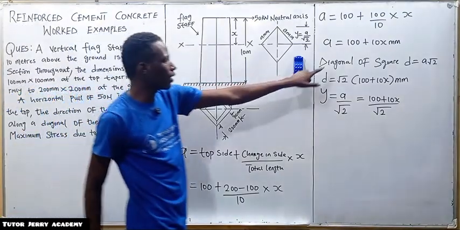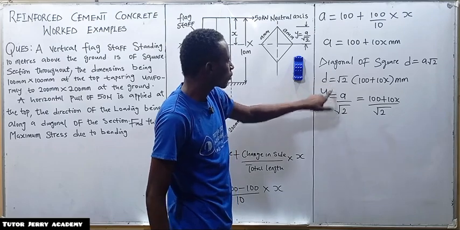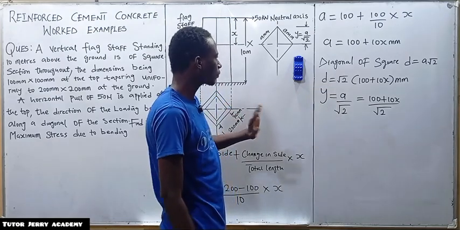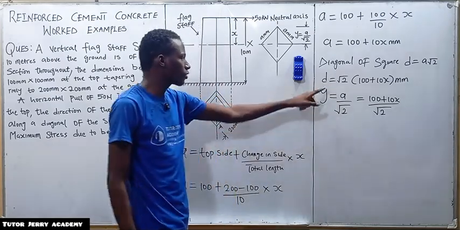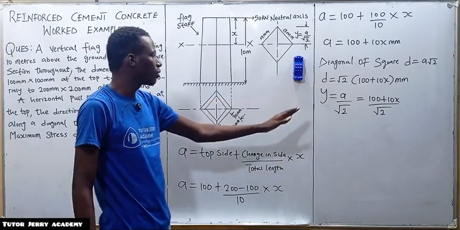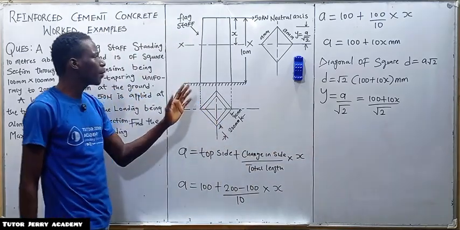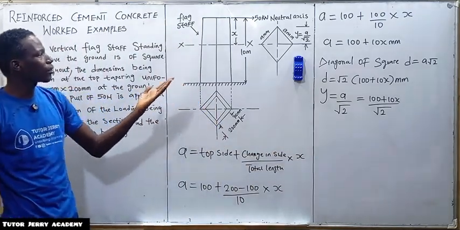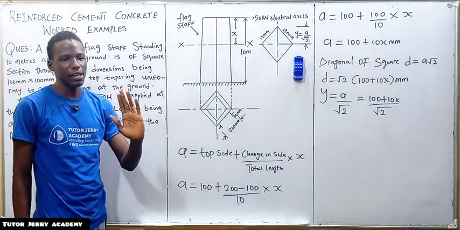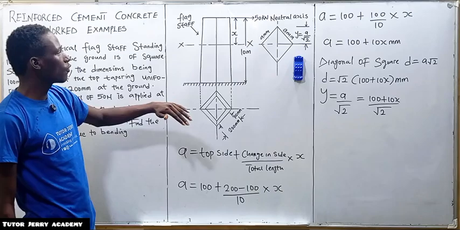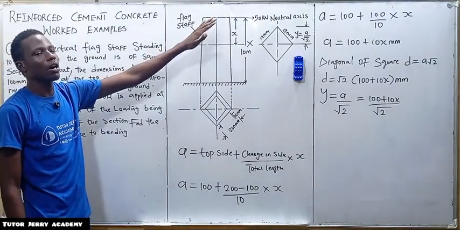So we have a value for a, a value for d, and a value for y. Actually, we don't even need the value for d that much. We need the value for y, which is very important. Next, we are going to look at the bending moment of this section. Look at this section very well. We have a section xx at a distance of x from the free end.